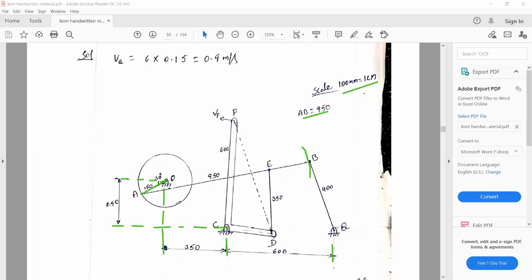And now point Q. Q point is also known: 3.5 and 6 centimeter. From Q, again arrange the distance of 4 centimeter and cut the arc. The intersection of this arc, the 9.5 centimeter (950 mm) and the 4 centimeter (400 mm), is identified as B.